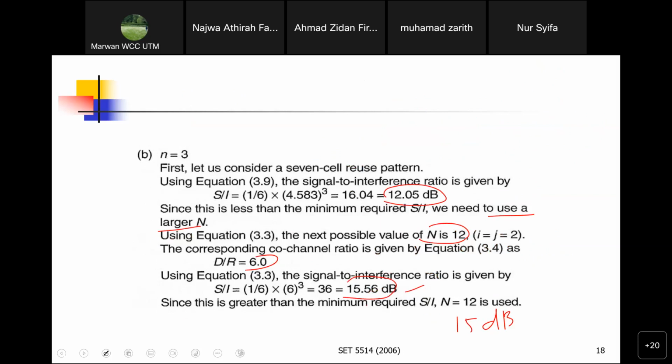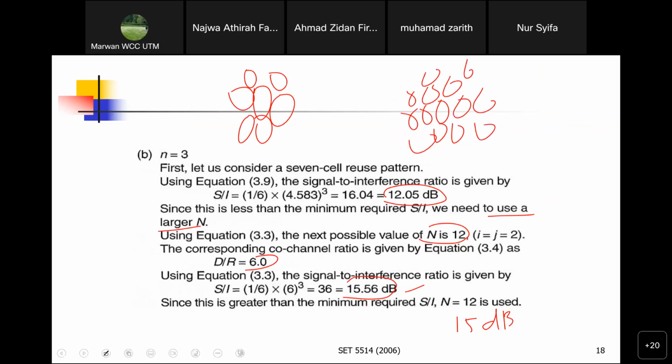Once you use 12, what does it mean? It means that the number of channels per cell is going to be lower. So if you compare 7 and 12, the number of frequencies per cell is going to reduce. Remember, the number of frequencies per cell is the one that you use for trunking. So the bigger the number of frequencies per cell, when you use trunking, you have more traffic intensity.